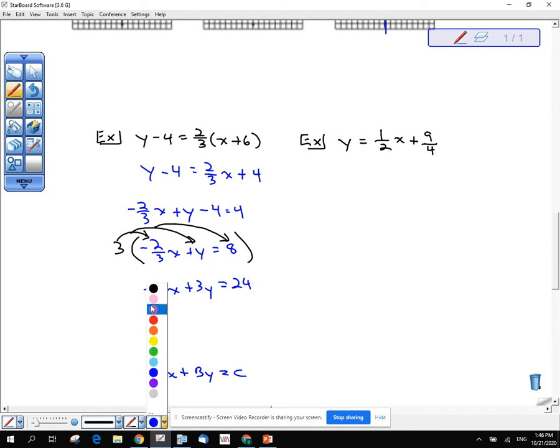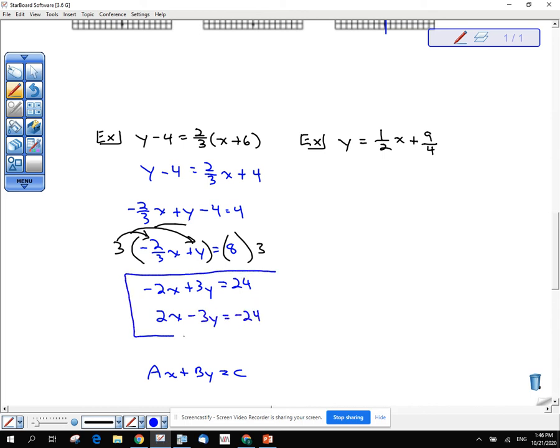Really, again, what you're doing is multiplying this side by 3 and then multiplying this side by 3. You got 24 there, okay? This is in standard form. Incidentally, if you would have gotten 2x minus 3y equals -24, that is also in standard form.